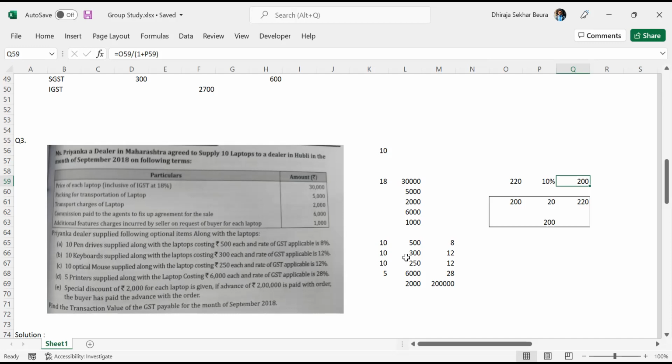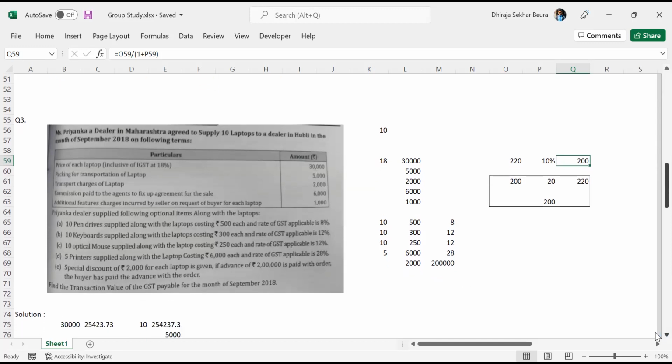Can somebody calculate and tell me? We have already done this in class, but better do it again so that at least the calculations are also revised. Anyone? 25423.72. 25423.72 is the correct answer.